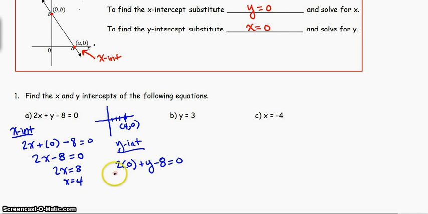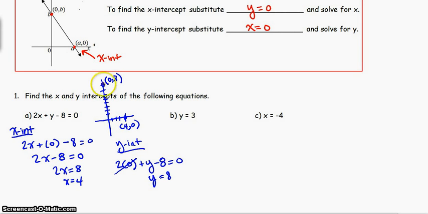Anytime you plug in 0 into a term, the term becomes 0. And so I'm just left with y equals 8. So that tells you that it is crossing the y-axis when y is 8. And those are the values.